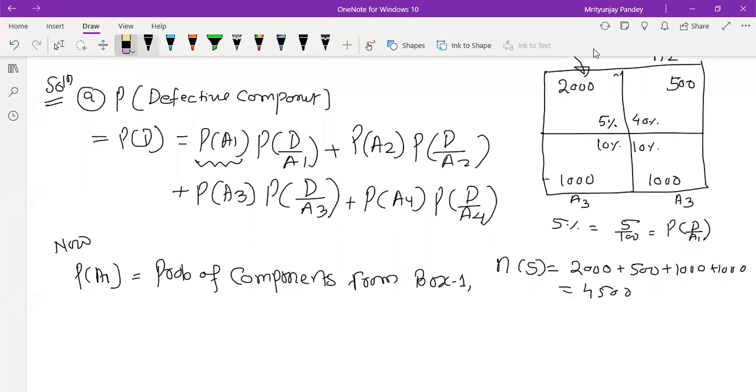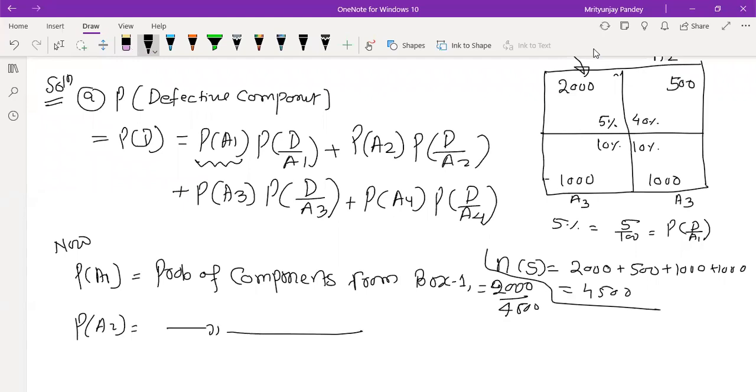So how many components are there in the first box? 2000 divided by 4500. Yes, 2000 divided by 4500. Similarly, P of A2, then probability of components from box 2. Is it clear? Then answer is what? 500 upon 4500.